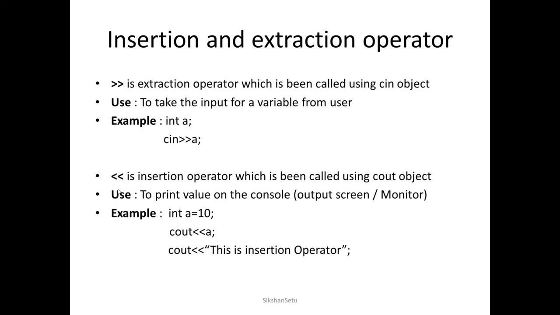Console means the output screen, or we can say it is the monitor. Now the example is we have declared one variable, integer a, the value of that is 10, and we will be using cout along with the insertion operator and the variable name. So when we write a variable name, it will print the value of that particular variable on the screen, meaning that it will print 10 on the screen.